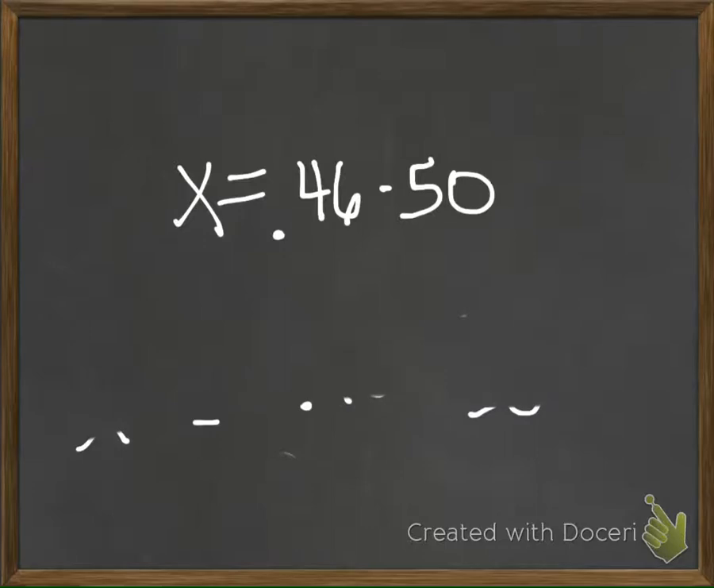Well, you just multiply the two numbers together and x would give you the answer. So what is 46% of 50?